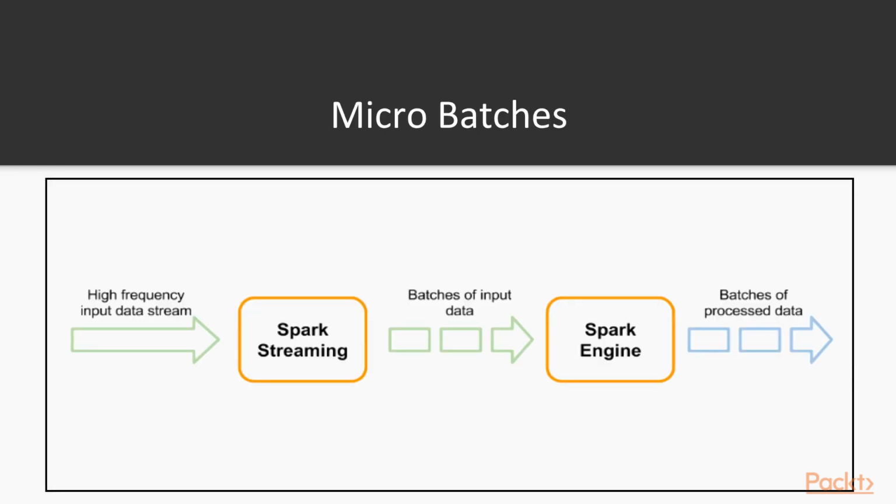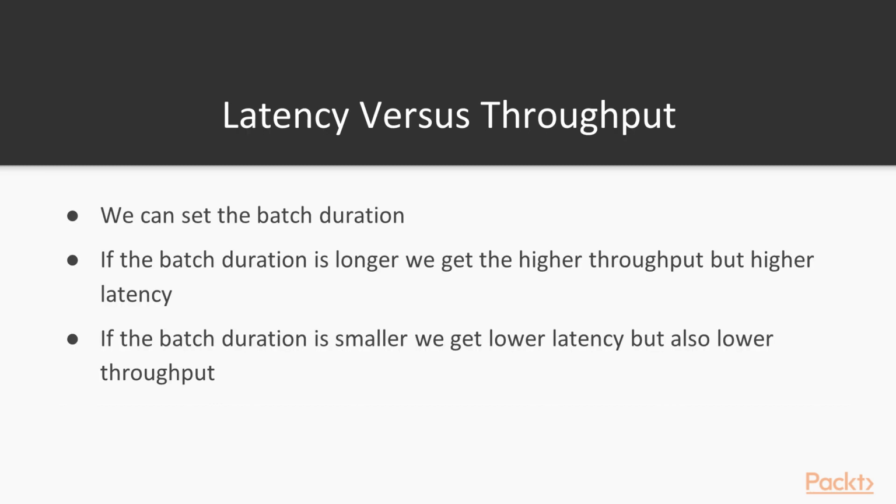Micro batches work like this. We have a high frequency input data stream, and Spark Streaming batches that into smaller batches. Then we have the Spark Engine doing the actual processing, and then we have the result of processed data that is also in micro batches. When considering the micro-batch approach, we can set a batch duration, and if the batch duration is longer, we get higher throughput, but higher latency also. But if the batch duration is smaller, we get lower latency, but also lower throughput.